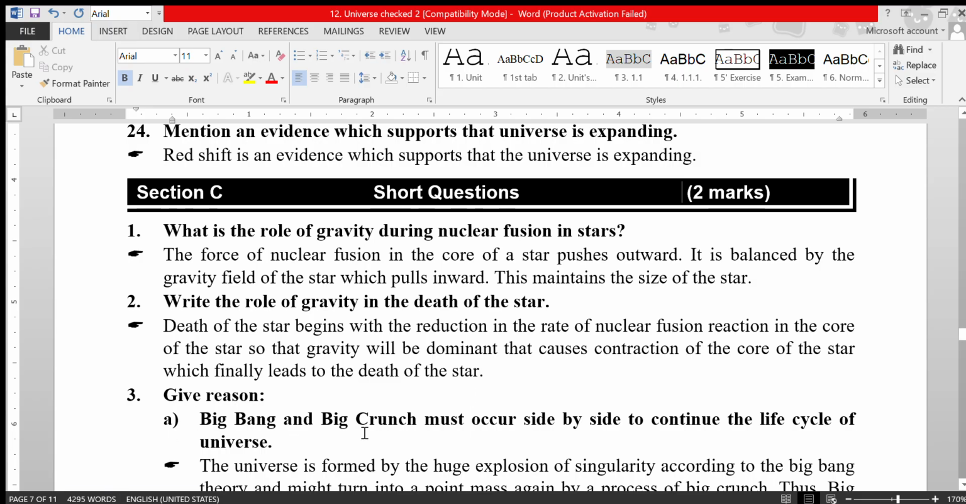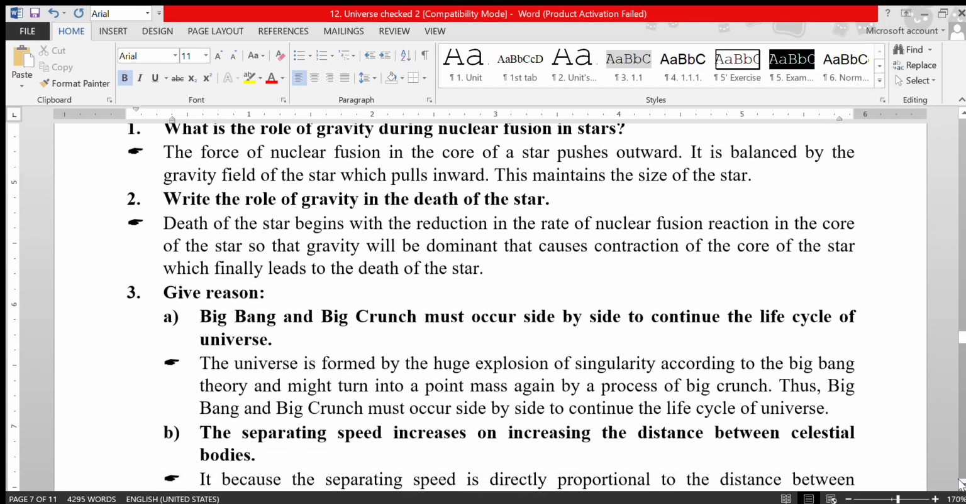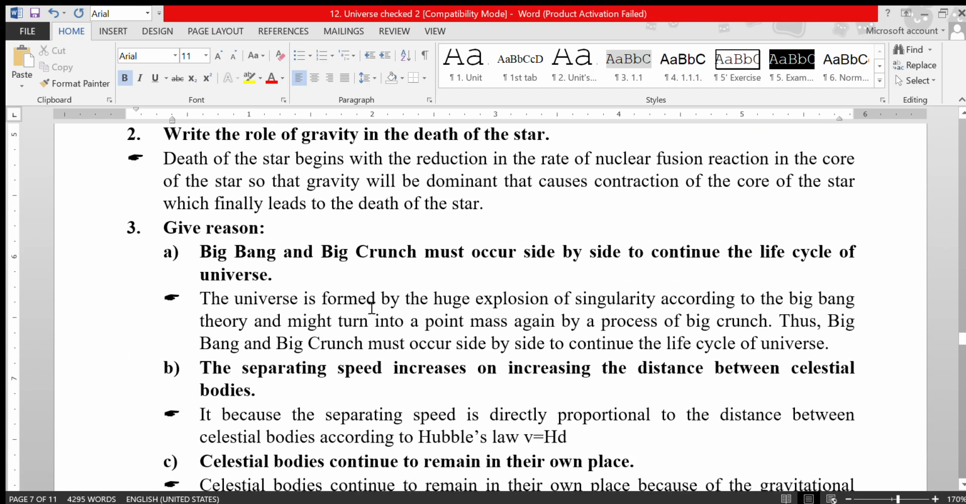Give reason. Big Bang, Big Crunch must occur side by side to continue the life cycle of universe. The universe is formed by the huge explosion of singularity according to the Big Bang theory, and might turn into point mass again by a process of Big Crunch. Thus, Big Bang, Big Crunch must occur side by side to continue the life cycle of the universe.